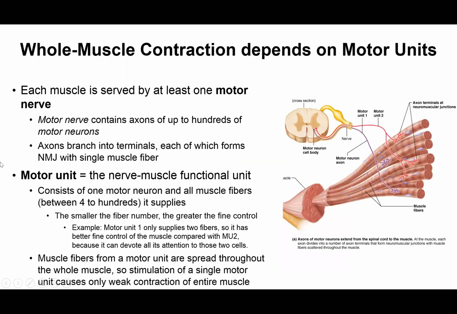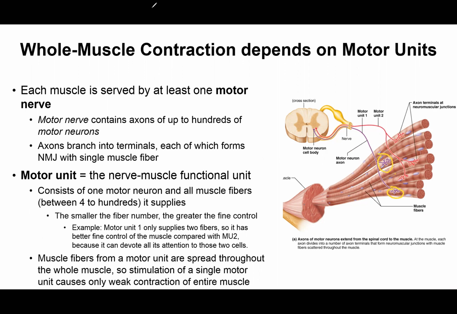All right, so again, whole muscle contraction depends on the motor units. This is really similar to the picture that I just drew. Each muscle is served by at least one motor nerve, and the motor nerve contains the axons of hundreds of these motor neurons. The axons then branch into terminals, which form neuromuscular junctions with single fibers.